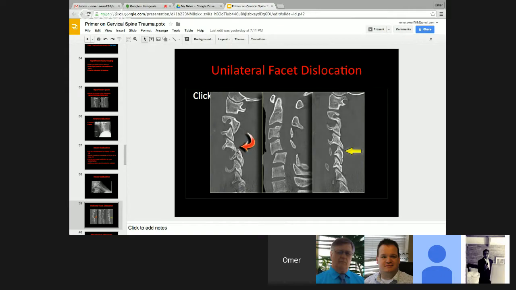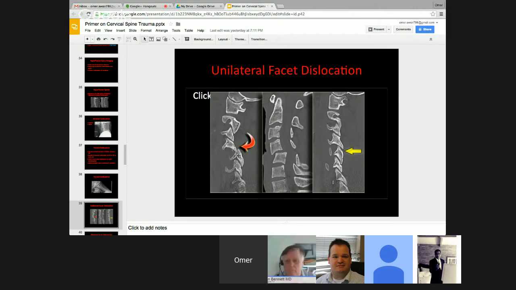Here we have a jumped facet at the leftmost image, because the superior articular facet of the vertebral body below should be anterior to the inferior articular facet of the vertebral body above. But here we have the superior articular facet noted to be posterior to the inferior articular facet from above. So this is actually a jumped facet. This is a facet dislocation, and you notice that you have at least 50% anterolisthesis of C4 on C5 due to this facet dislocation.